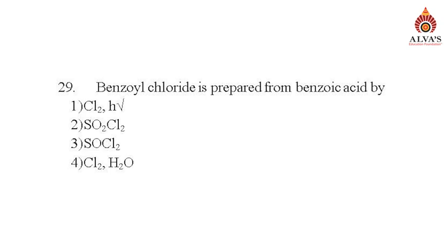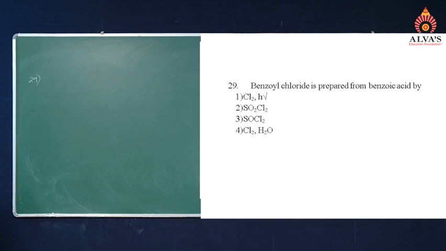Benzoyl chloride is prepared from benzoic acid by, first option, chlorine in presence of sunlight, that is HNO. Then we have sulfuryl chloride, SO2Cl2, thionyl chloride, SOCl2, and fourth, chlorine in presence of water.